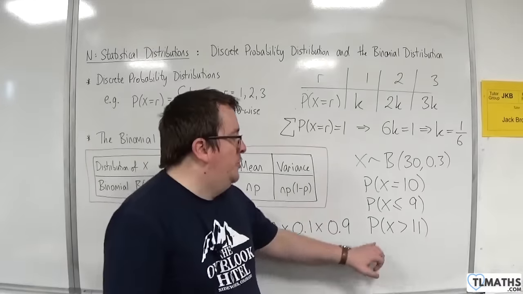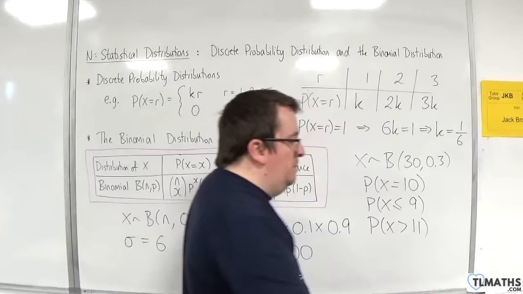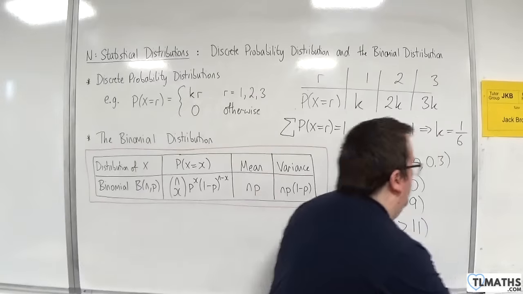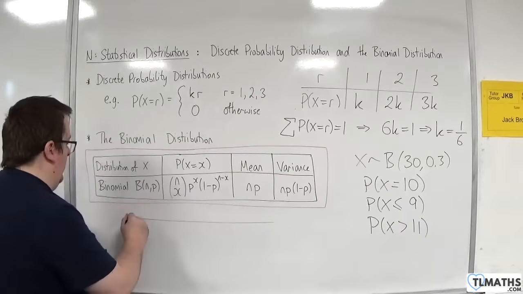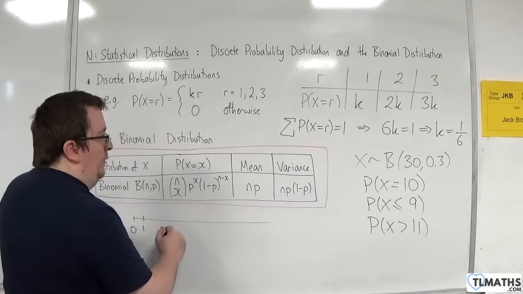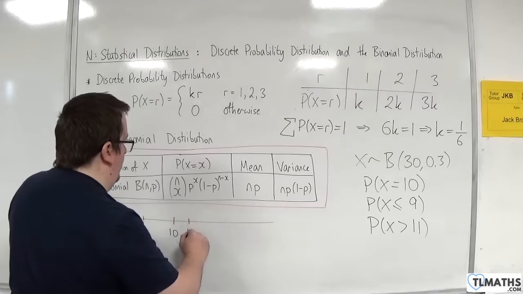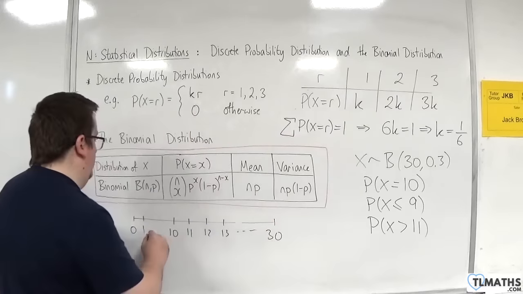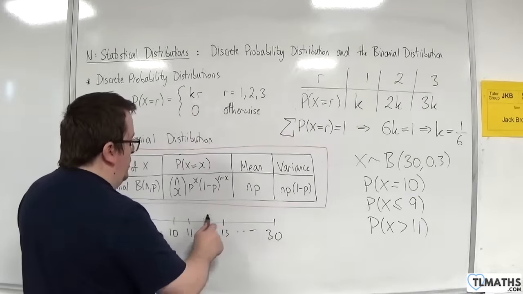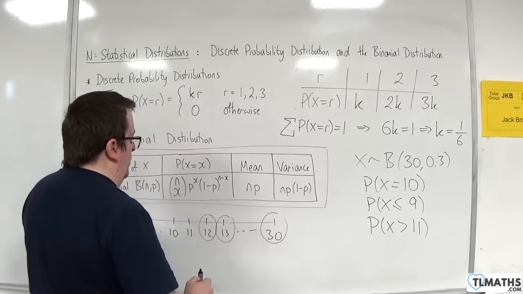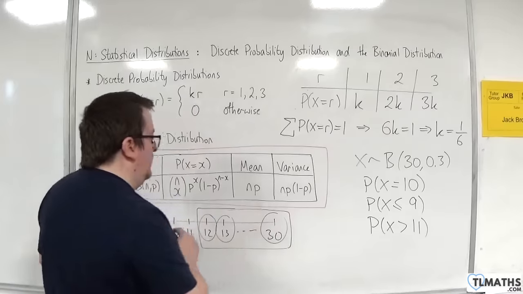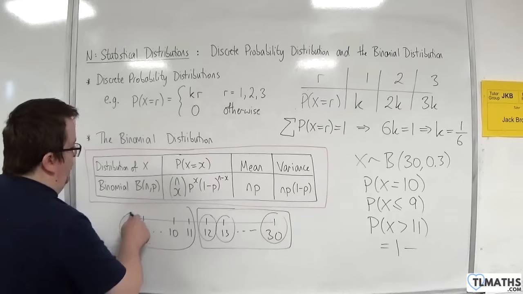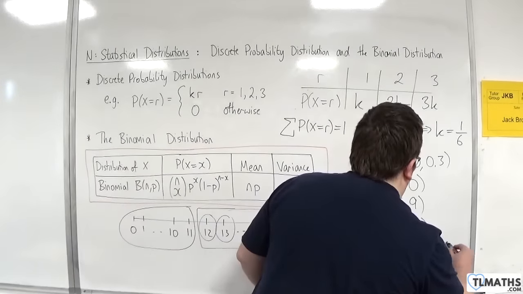If you find some of these a little bit challenging, especially something like probability of x being greater than 11, my suggestion to you would be to draw out a number line. So think of it this way. So here's your number line, and it goes from 0, 1, and then up to 10, 11, 12, 13, and so on, up to 30, okay? So if you want greater than 11, you want all of those. So that's going to be equal to 1, so everything, take away the bit you don't want, which is less than or equal to 11.